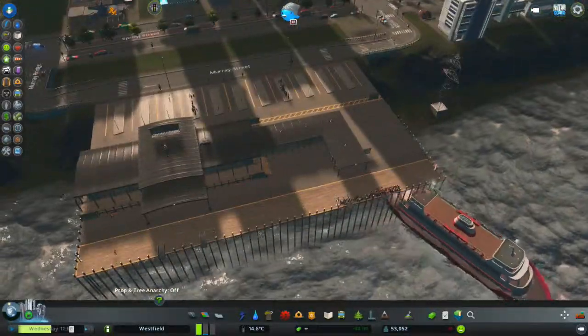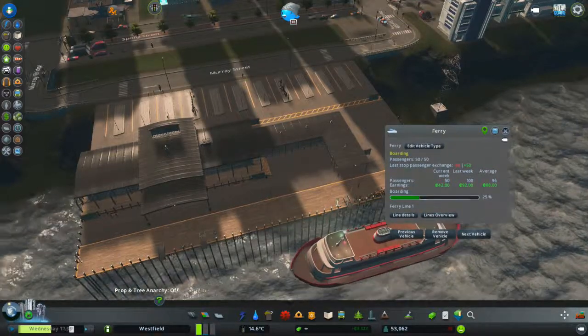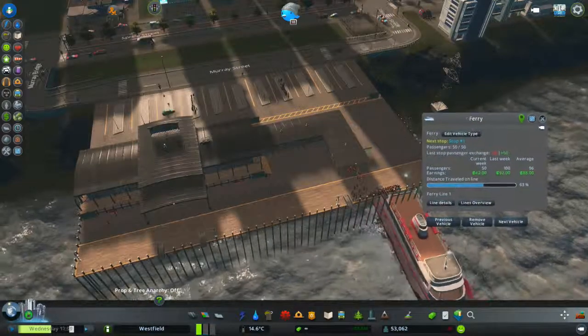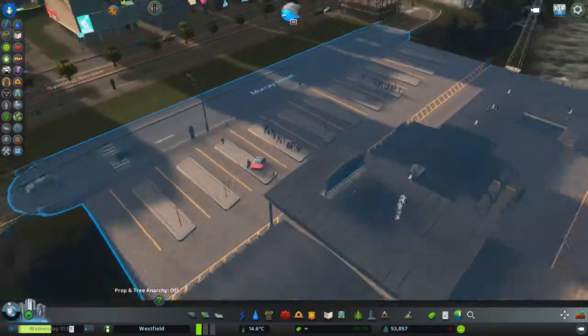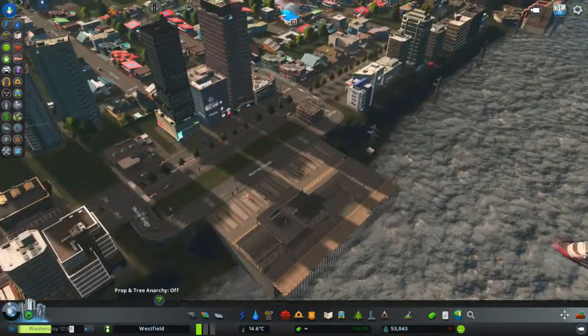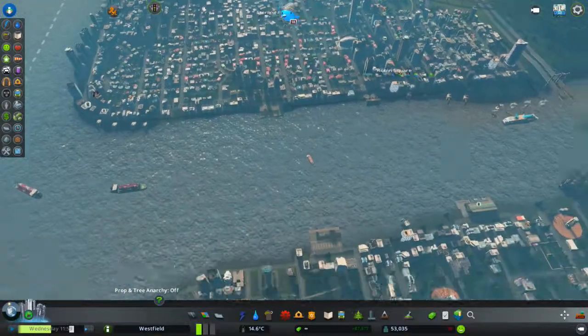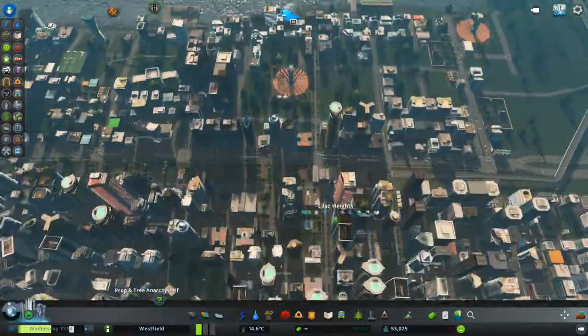Okay, how's this going? 50 there, dropping off 50, minus 50 plus 50, that's good going. And quite a few waiting at the bus stop, so that's actually working. We're working quite well on this side. So buses are working here. Now on this side, we've got a similar thing to do.